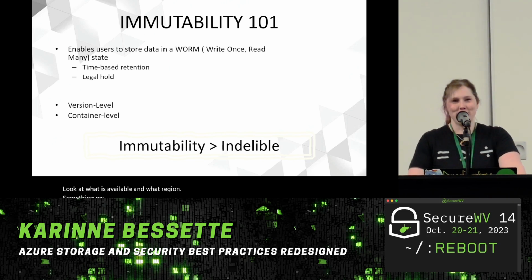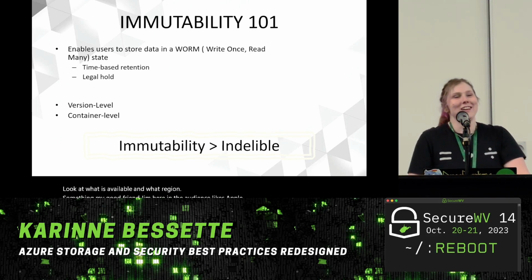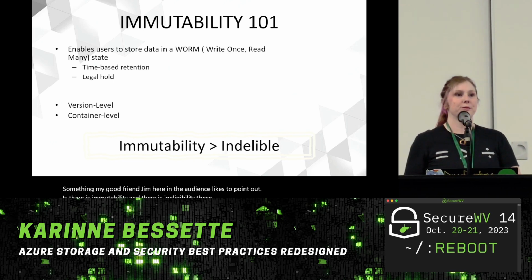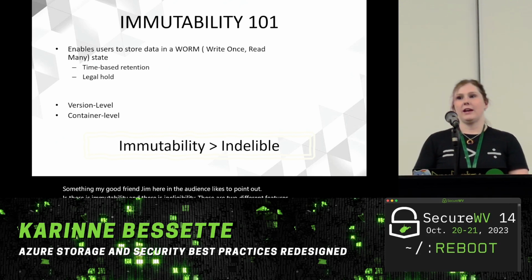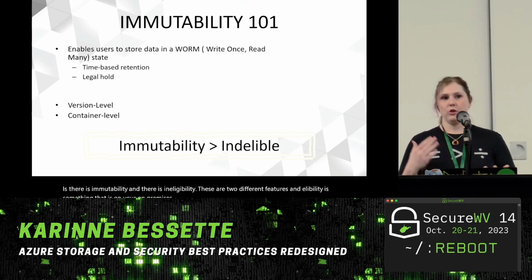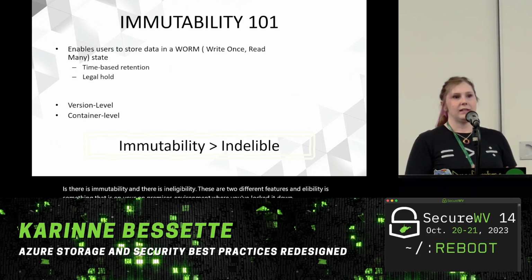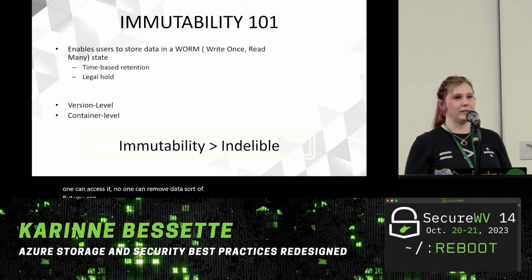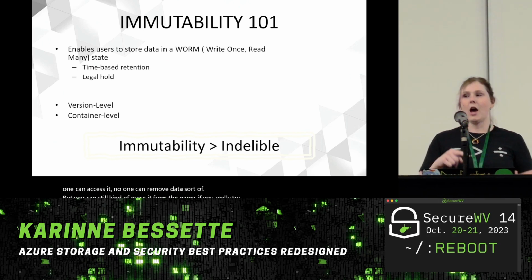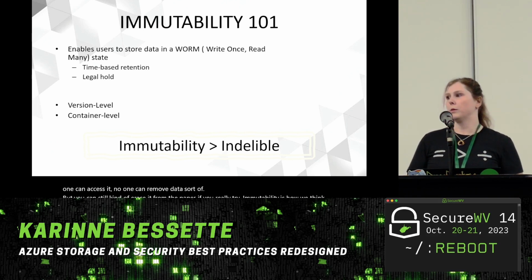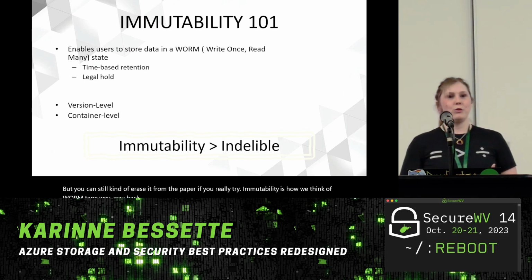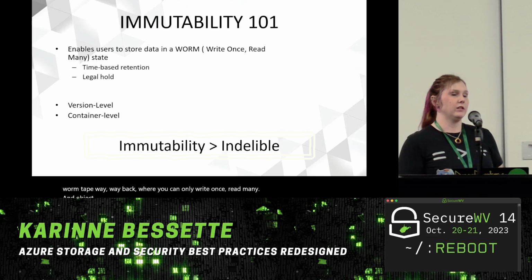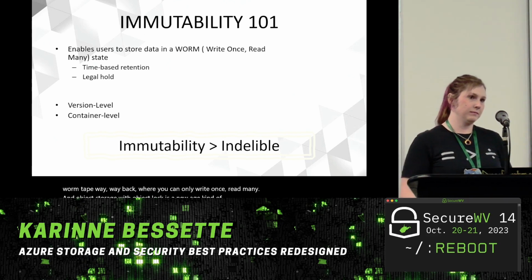Something my good friend Jim here in the audience likes to point out is there is immutability and there is indelibility. These are 2 different features. Indelibility is something that is on your on-premises environment where you've locked it down so that no one can access it, no one can remove data, sort of. But you can still kind of erase it from the paper if you really try. Immutability is how we think of WORM tape way back, where you can only write once, read many. And object storage with object lock is the new age kind of version of this.